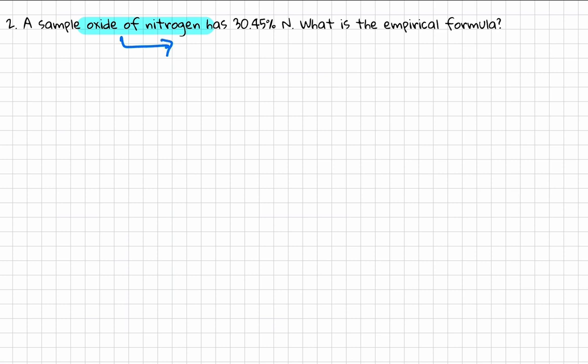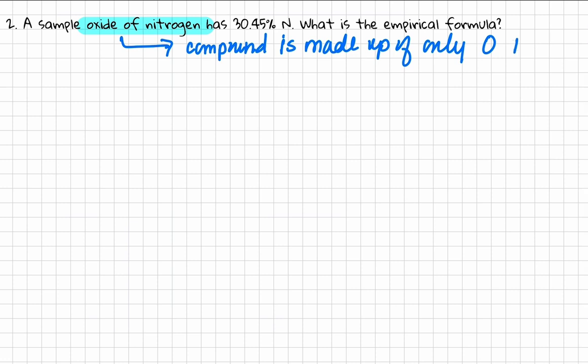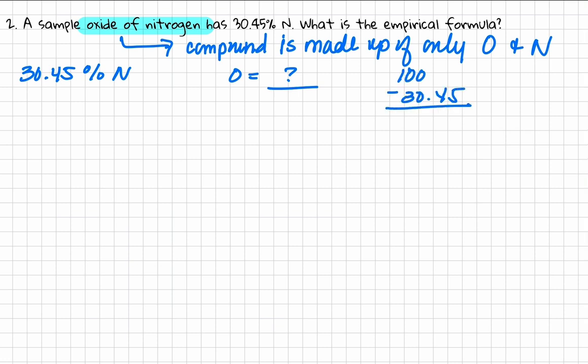In particular, that means that the compound is made up of only oxygen, which is the oxide part, and nitrogen. So if we have 30.45% of nitrogen, how much do we have of oxygen? That's the question. That's going to be 100 minus 30.45. And that's going to give me 69.55%.